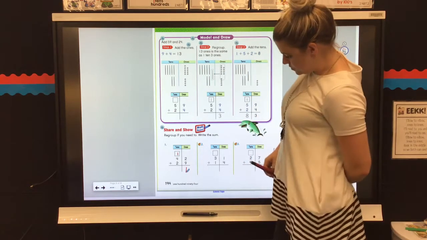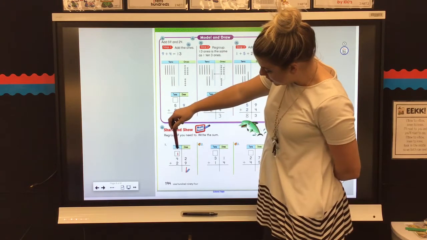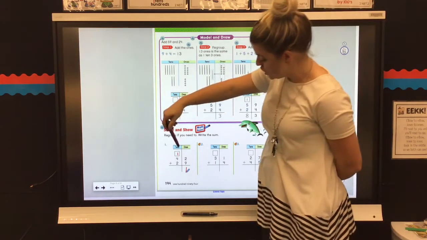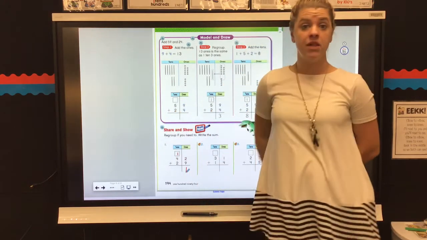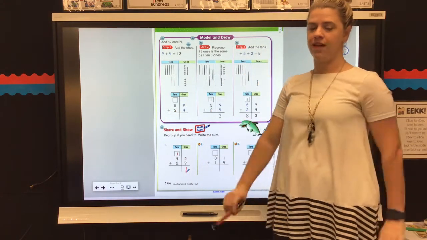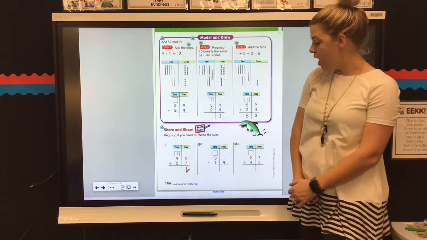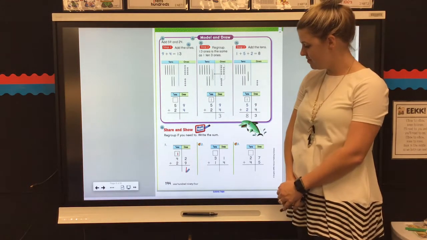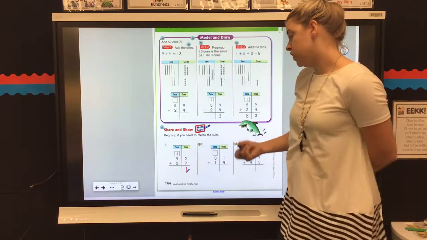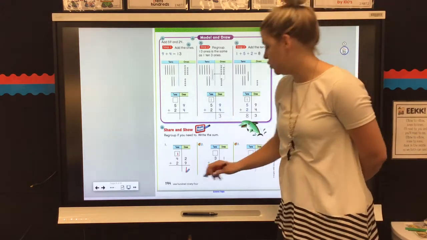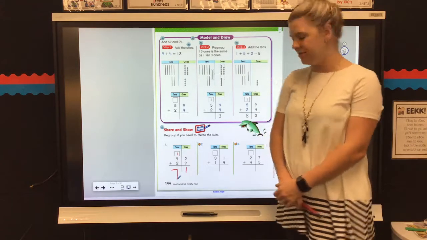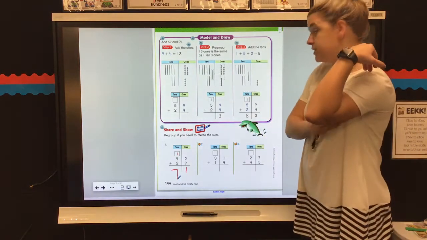All right? And then I'm going to move over to my tens and do step 3, which is add the tens. 1 plus 4 plus 2. So think about that. 1 plus 4 plus 2. 1 plus 4 is 5, and 5 plus 2 equals 7. So the answer to number 1 is 71. Good job. Now let's look at number 2.